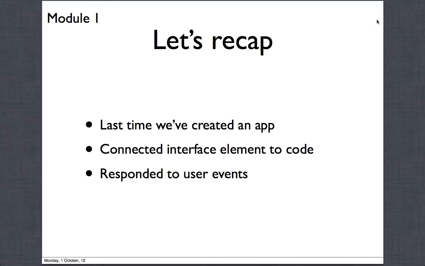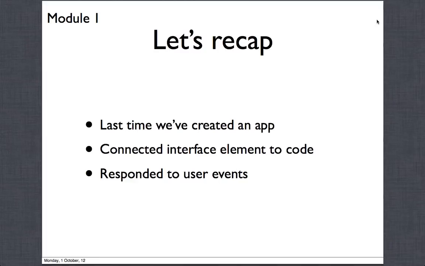The first connection was sort of a pointer to an object in the interface. We had a label, and that label was there to show the random number we generated. That label needed to be referenced from the code somehow, so we created a thing called an outlet. An outlet is a way of referencing a thing in our interface.